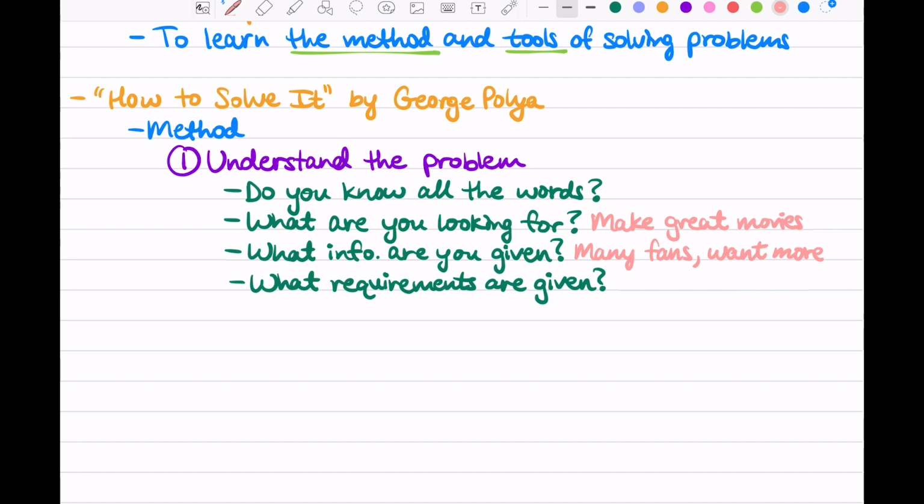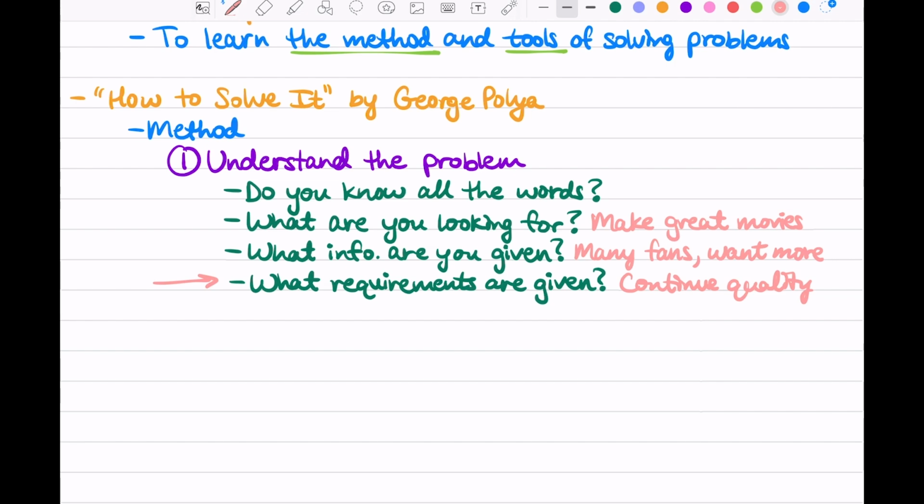However, Marvel wasn't able to answer this last question. What requirements are given? The fans gave Marvel a requirement. They said, "We'll continue to watch your movies if you keep the great quality." That's the whole reason that there are so many fans of Marvel, it's because of the quality. So in this last question, the fans say, "Continue the quality," and they don't care about the quantity. They don't care as much about how many movies there are.